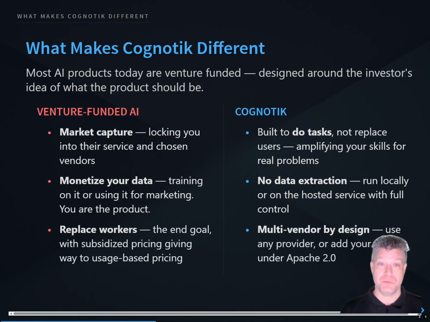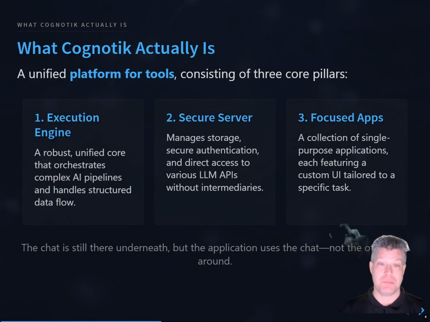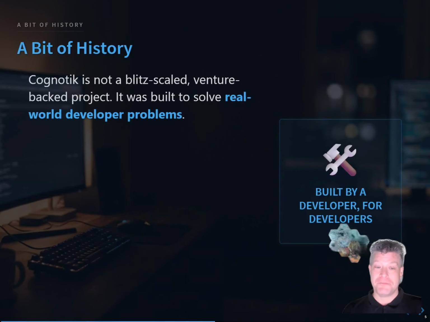So enough positioning. What is Cognotik? Cognotik is a platform for tools. It provides a unified execution engine, a server that manages storage, execution, and access to LLM APIs, and a collection of applications, each one focused on a single bounded task. Each application provides a structured AI-powered workflow mediated by a custom user interface, not an open-ended chat. That's the key distinction. This is a structured UI over an AI, not a chat-first interface with a library of slash commands bolted on.